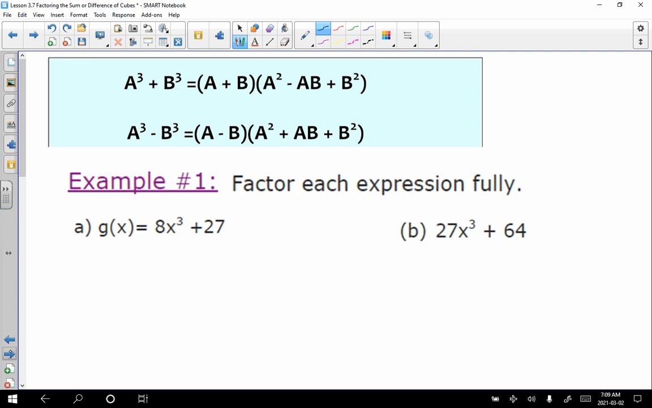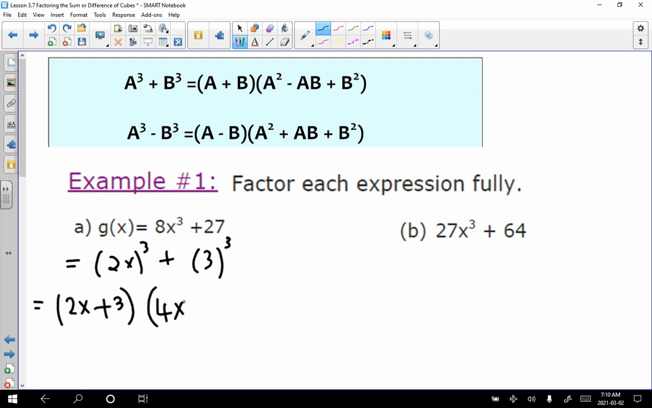So you're going to have to write this as a sum of cubes. So it's (2x)^3 + 3^3. So that's this formula, (a + b)(a^2 - ab + b^2). So (a + b) times a squared, I'm just going to square that, 4x^2, minus ab, so 3 2s are 6x, plus b squared, that's plus 3 squared. 3 squared is 9. So that's the answer, and you can just leave it like that.